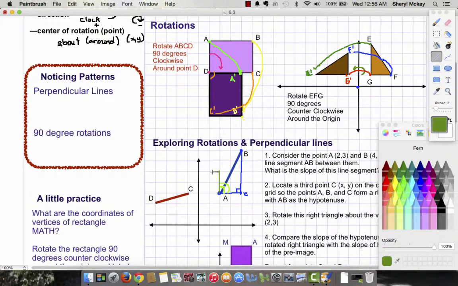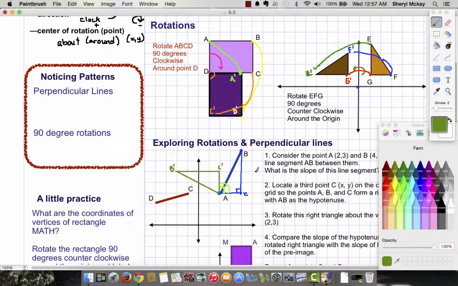So I'm going to go 1, 2, 3, 4 in that direction. And now you can see I can just connect right there. So I've just taken my triangle and rotated it 90 degrees around this point A. So A stayed the same, but B moved to over here. So this is B prime, and C is right here, which is C prime.